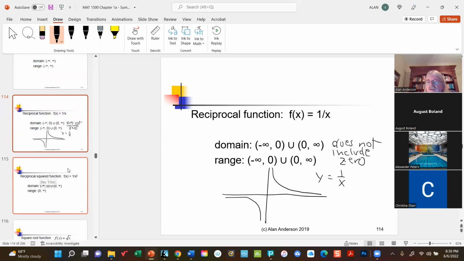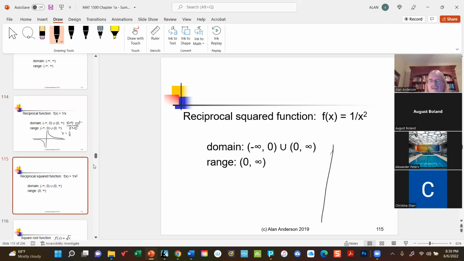1/x², remember this one, the domain is the same. It's everything except zero. But you might recall that in this case, the function is restricted to the first two quadrants. There's an asymptote at zero.